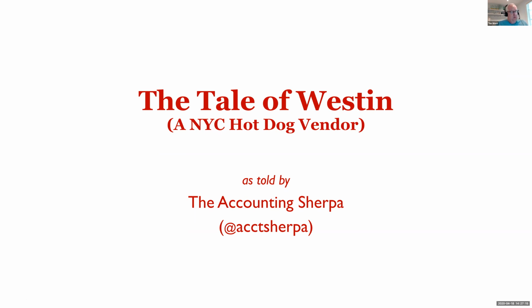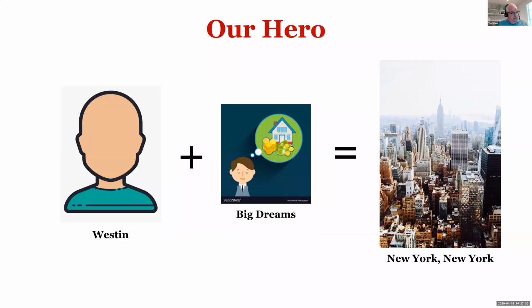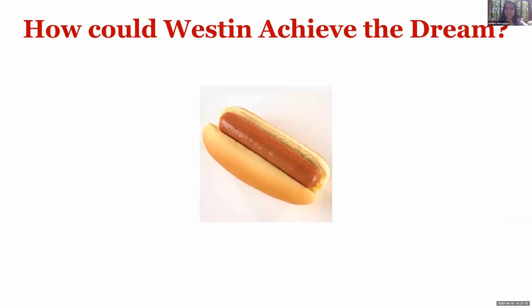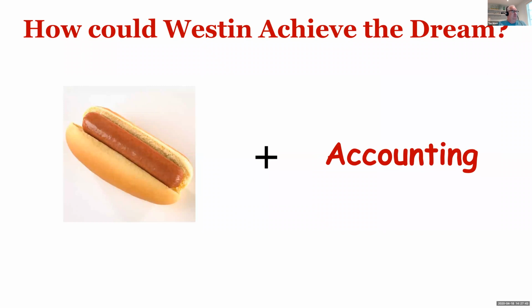So today we start out with Weston. Weston is our hero, and Weston has big, big dreams, and those dreams take Weston to New York, New York. Go ahead and say that the city's so nice they named it twice. Okay. And Weston knows how to make his dreams come true. It's all about the hot dog and the bun. And so Weston's plan is to sell hot dogs and buns on the street corners in New York, but he knows that accounting is key.